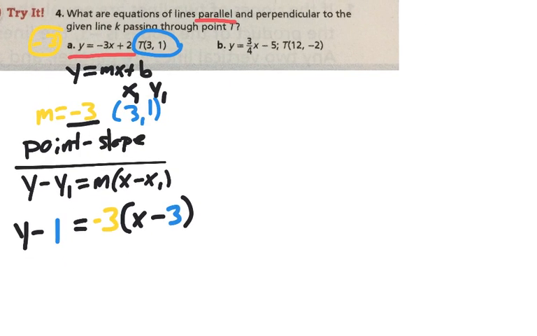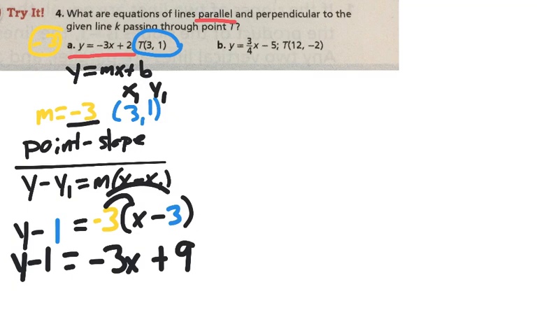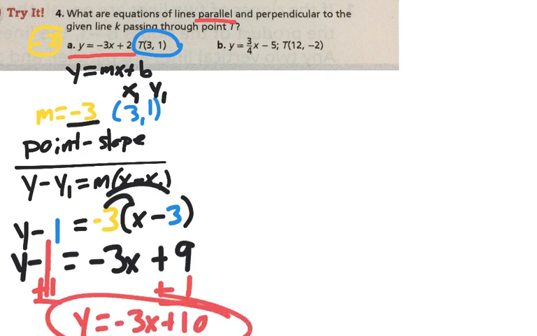Now, once you've done that, you've done all of the work that you have to think about. Everything else is just simplifying. So from here, you have to distribute. So that's going to be negative 3x and a positive 9 equals y minus 1. And then we need to add 1 to both sides. That tells me y equals negative 3x plus 10. So this is the equation of my line that is parallel to this line, but goes through this point. Okay, that's how we do that. So that's the first part of A.